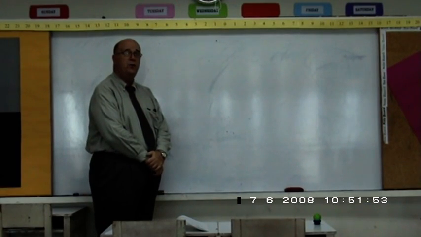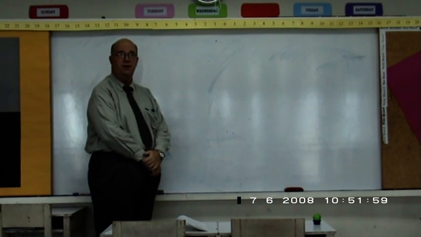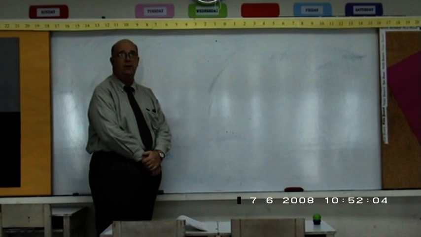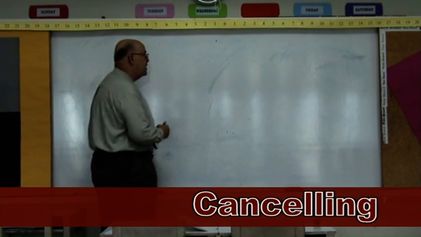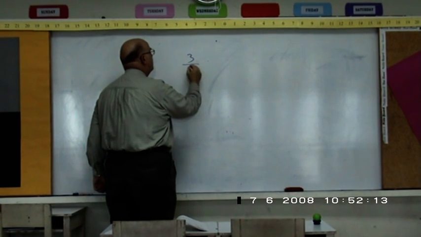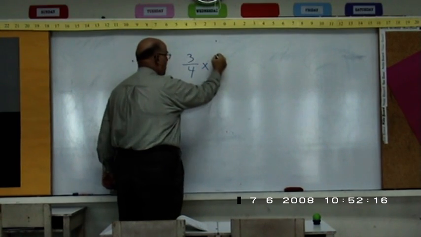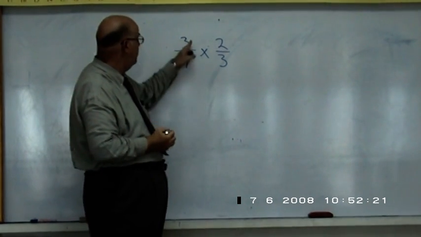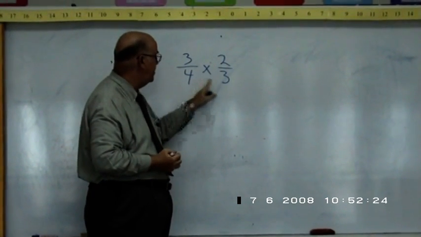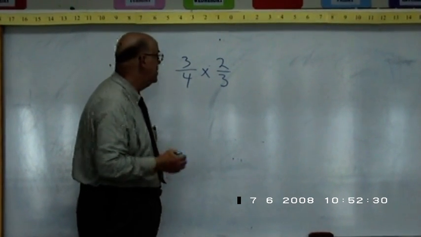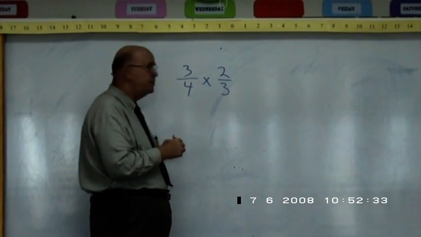There's something special we can do when we're multiplying fractions, but only when we're multiplying fractions. You can't do this when you're adding, subtracting, or dividing. What I'm talking about is canceling. Let's say you have a problem where you have 3/4 times 2/3. Now we said you multiply the top number times the top number and the bottom number times the bottom number. But sometimes you could end up with some really big numbers. Here's how you can cancel.